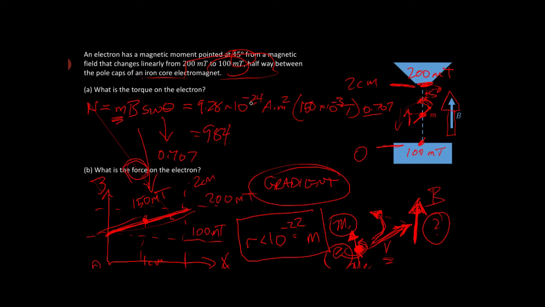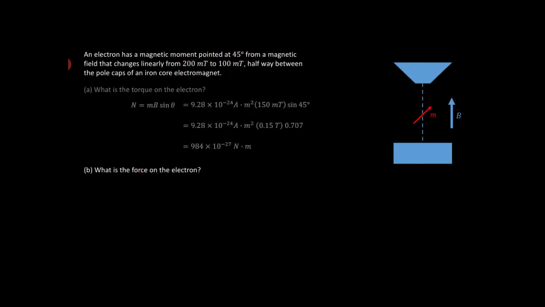And then you have 10 to the minus 24 times 10 to the minus 3, so that's times 10 to the minus 27. Amps times meter squared times Tesla. This is going to have to be Newton meters. So you have 984 times 10 to the minus 27 Newton meters. That's fine, but how do we find the force?